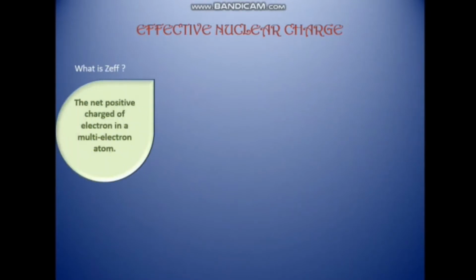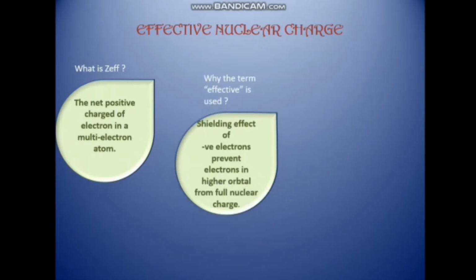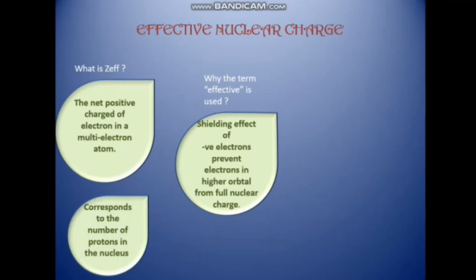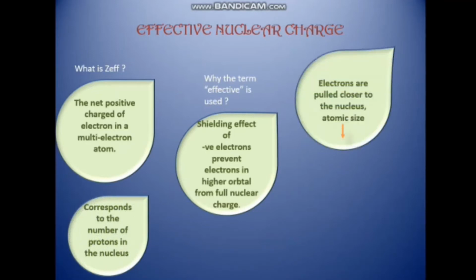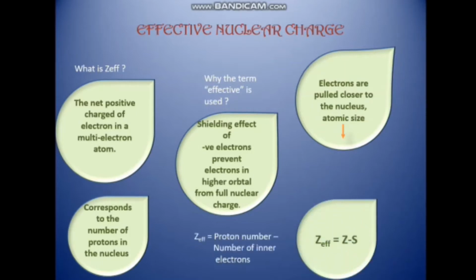What is effective nuclear charge? ZEF is the net positive charge experienced by an electron in a multi-electron atom. Why is the term effective used? This is because the higher orbital electrons are prevented by the shielding effect of negatively charged electrons from experiencing the full nuclear charge. We must know that ZEF corresponds to the number of protons in a nucleus. Hence, the nuclear charge pulls all the electrons closer to the nucleus and causes the atomic size to decrease.